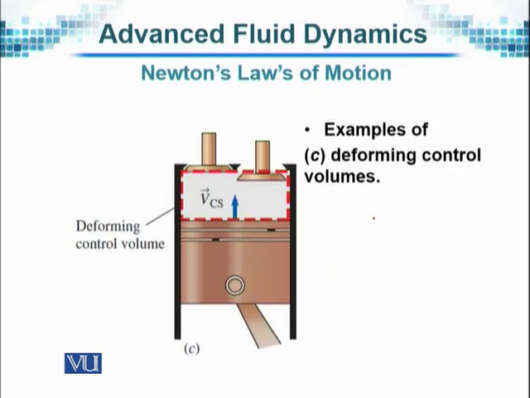Similarly, if there is an engine or cylinder that is moving and gases are inside, then as the cylinder moves, there is deformation because the viscosity is changing, because the density is changing, and so on, and therefore we use deforming control volumes. Here is an example in which we can choose it in this way.